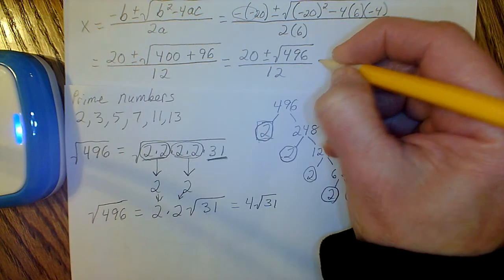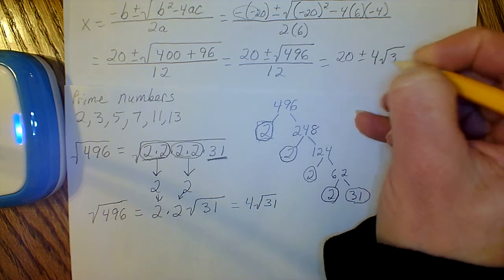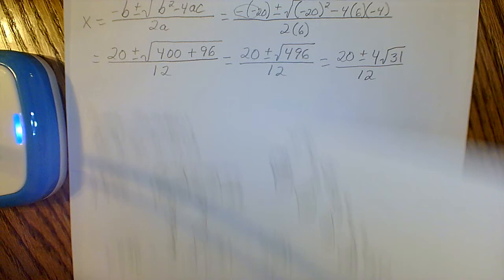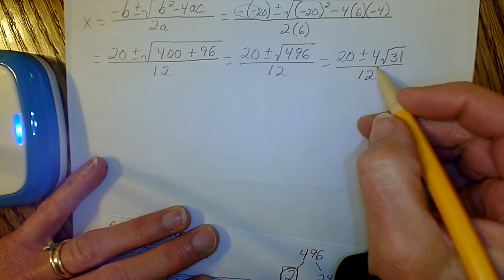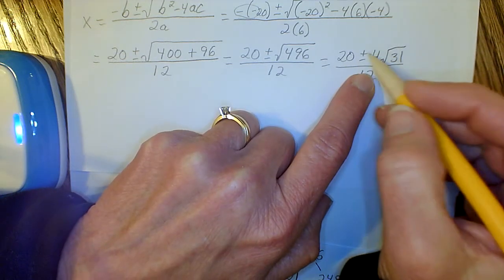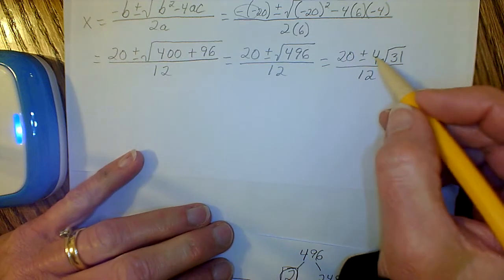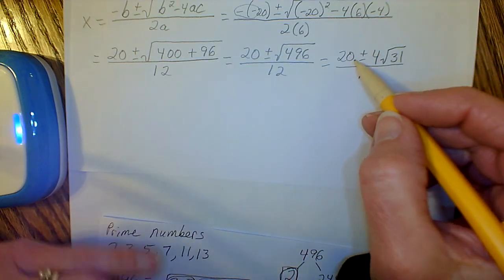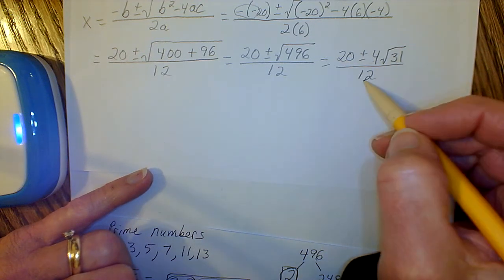Well, we need to rewrite this up here. 20 plus or minus 4 times the square root of 31 over 12. And the reason we need to rewrite that is, remember, in math we always want to simplify things and write them in the simplest way possible. Well, I have 2 terms in the top in my numerator, 1 term in my denominator, and if there's a number that goes into each one of these terms, and there is, then we need to factor that out and cancel. Well, 4 goes into 20, 4 goes into 4 times square root of 31, and 4 goes into 12.